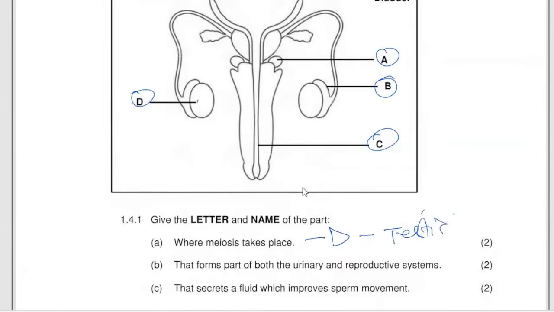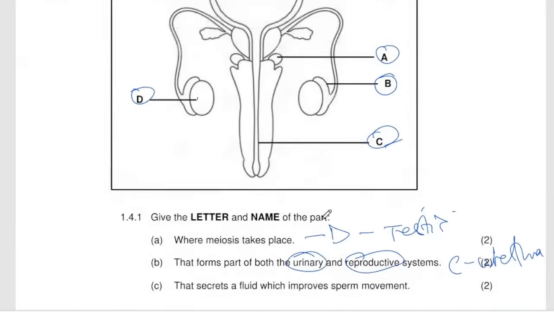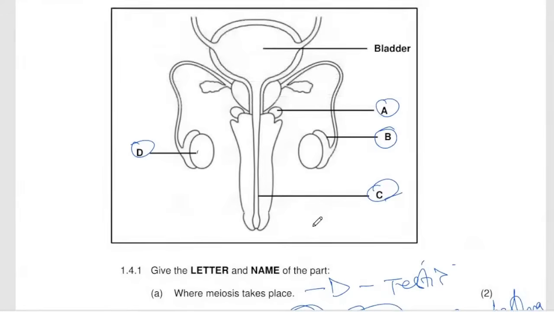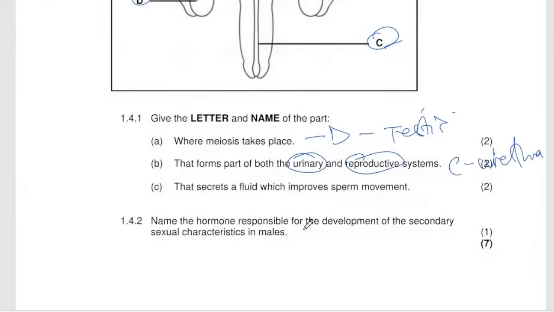Then they are saying, parts that form both urinary and reproductive. Urinary means it's used for urine, and reproductive means it's used for reproduction. So the answer is going to be C, which is the urethra. You see that if you know the parts, then automatically you'll be able to answer whatever question they're asking you about. Make sure that you know the parts and the functions of each for the male and the female reproductive system.